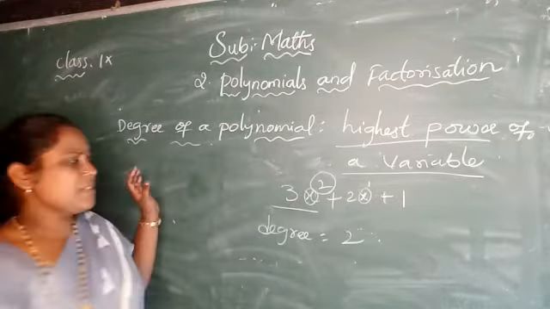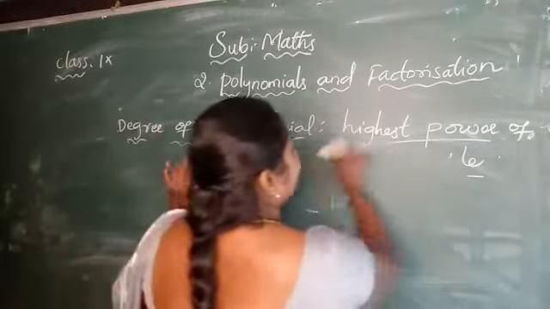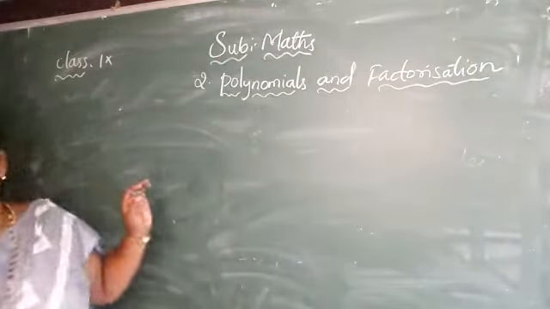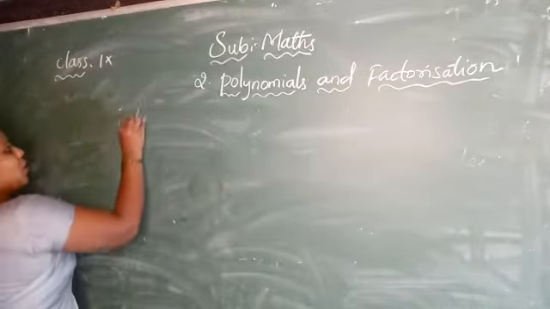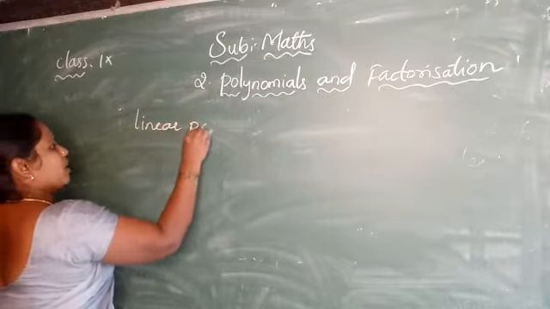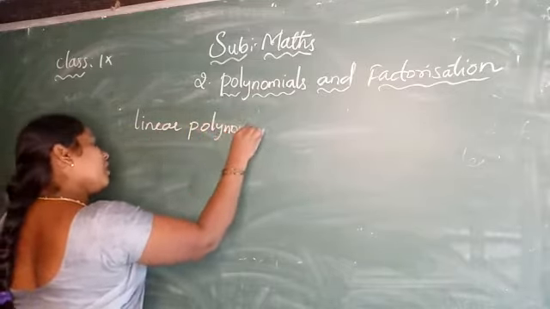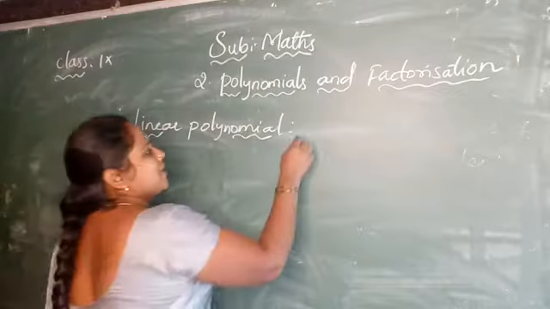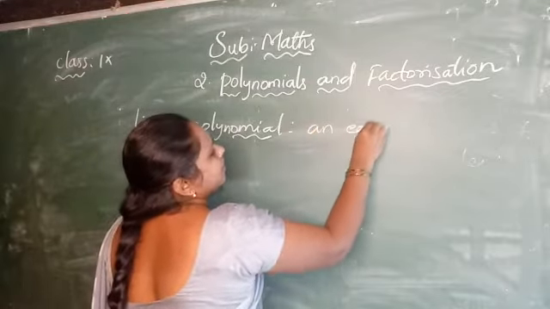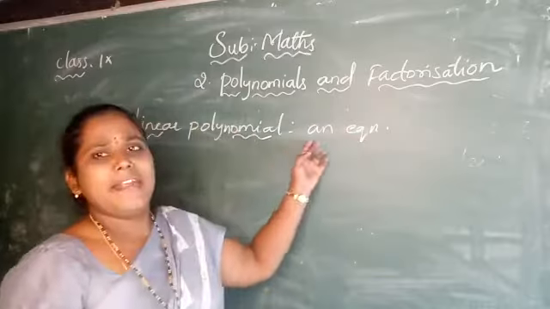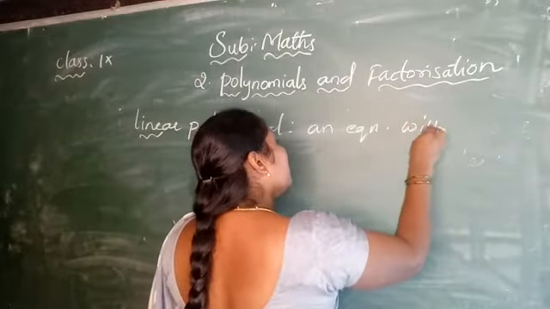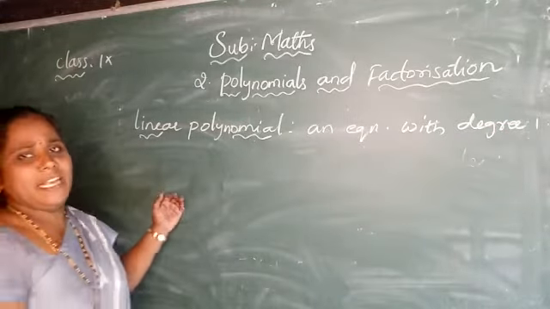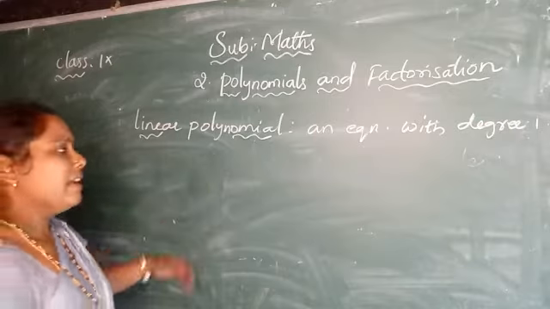Next, I am going to explain linear polynomial, quadratic polynomial and cubic polynomial. What is a linear polynomial? I just explained degree. A linear polynomial is an algebraic expression or equation with degree 1. We call it a linear polynomial or linear equation.